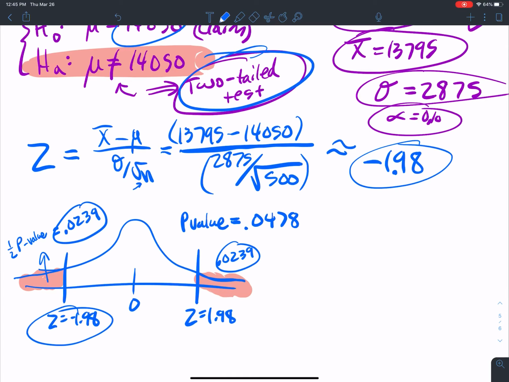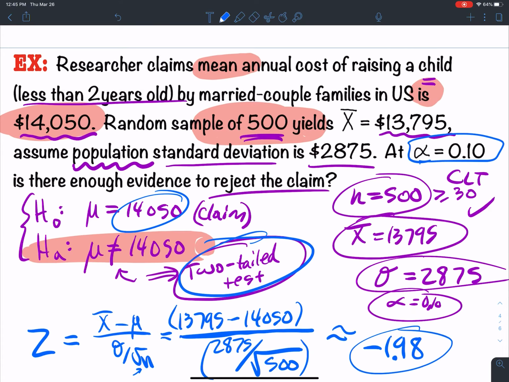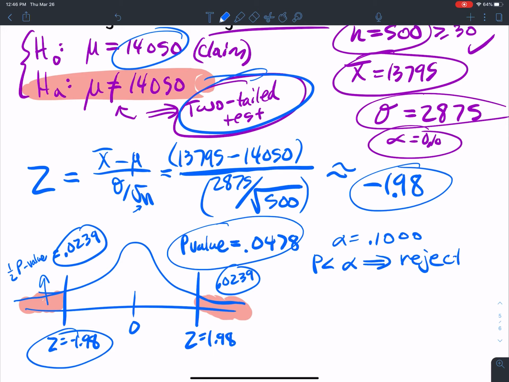Okay. Now, the alpha for this particular problem was a 10% alpha. Compared with an alpha of 10%, I'm pretty sure the p is small. P is less than alpha, therefore reject the H naught. Small p, the null must go. Okay? But here's what I want to do.